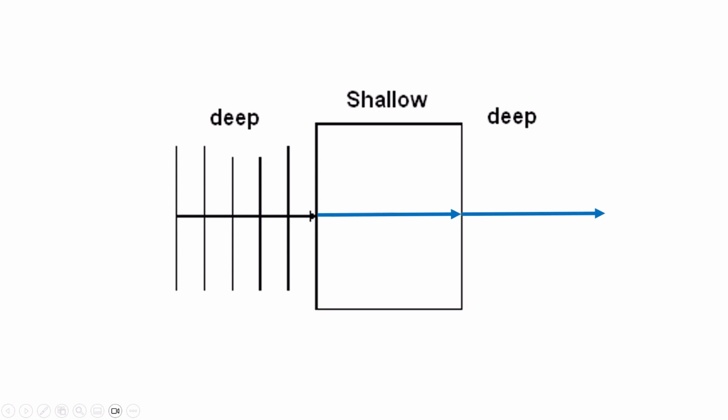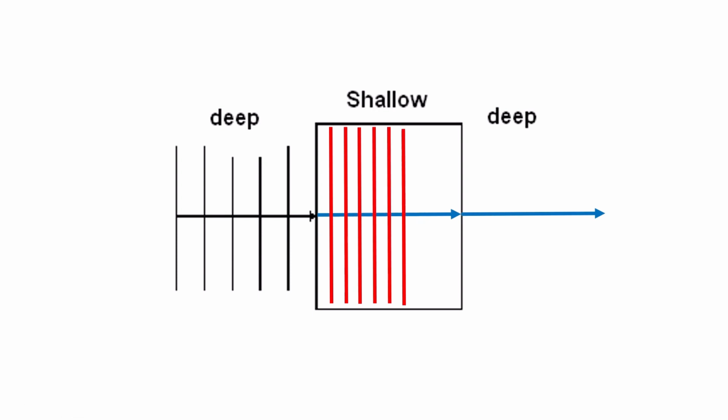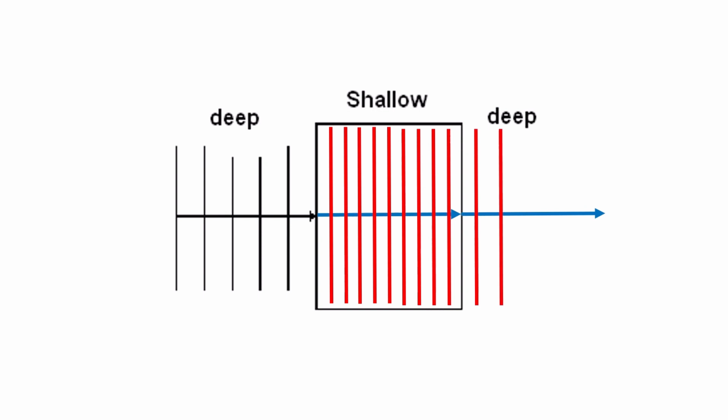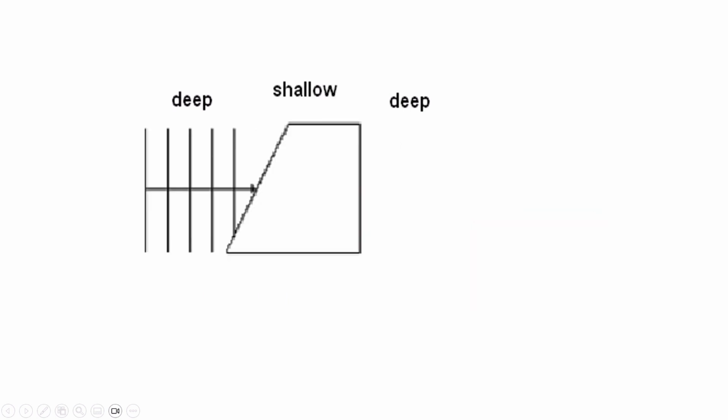Okay, next step is we draw the wavefront. In the shallow region, it will be closer, so we draw closer lines like this. This is the wavefront for the shallow region. And then we continue with the wavefront in the deep region. It will become longer, like that. Alright, so this is lambda 1. This is lambda 2.